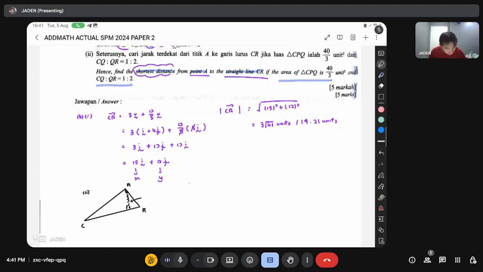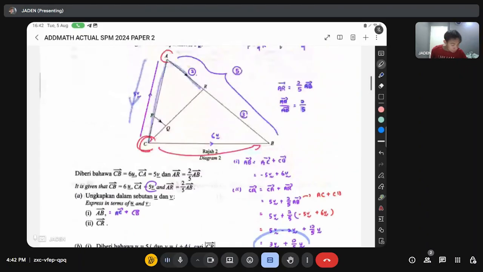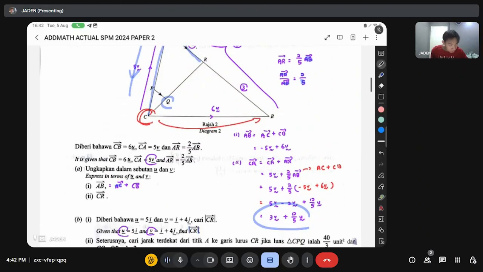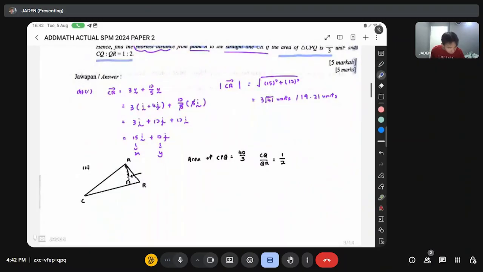Let me write down the area of CPQ is given as 40 over 3, right? And they say the ratio CQ to QR is 1 to 2. And you might wonder what does it have to do with the Q, right? So Q is here. Okay, let me just put it back here. Let's say this is Q. So they say CQ is 1 in ratio, QR is 2 in ratio, according to our information given here.